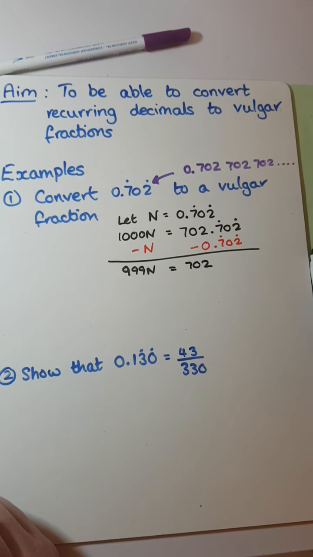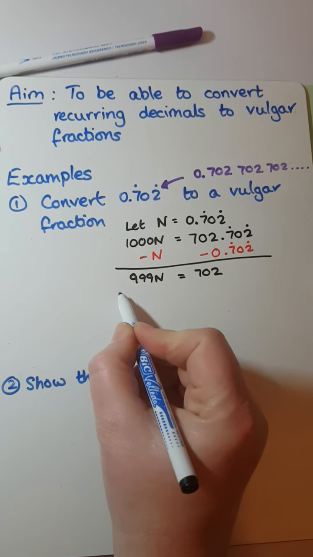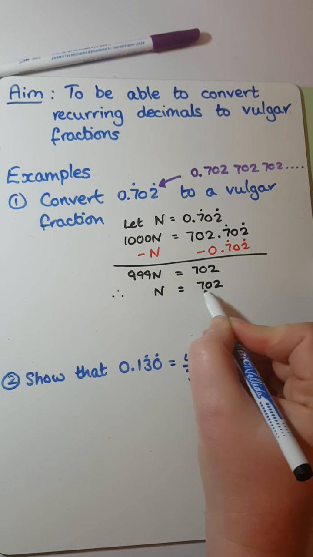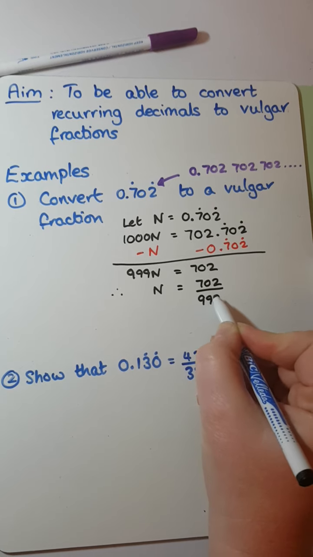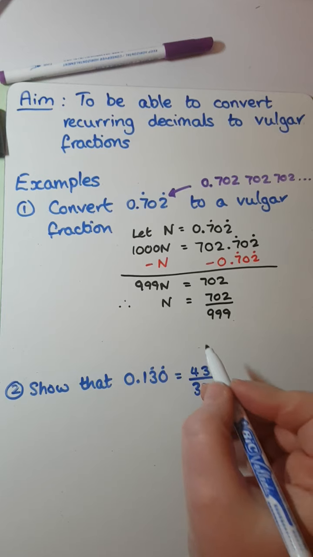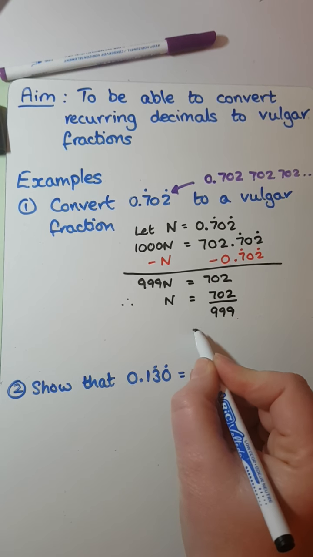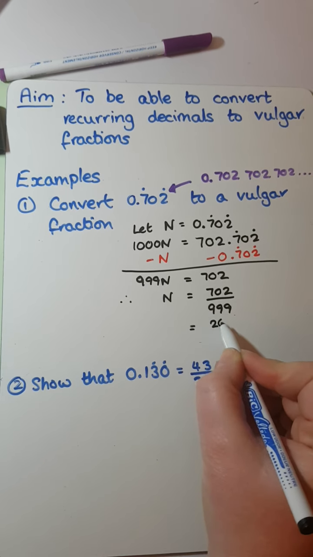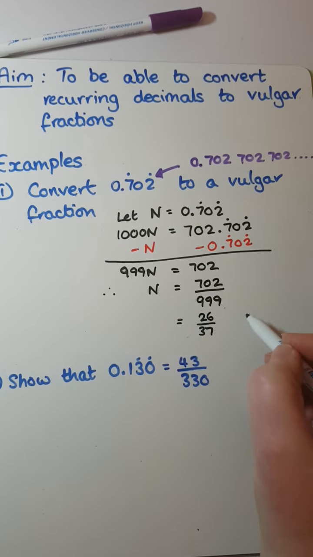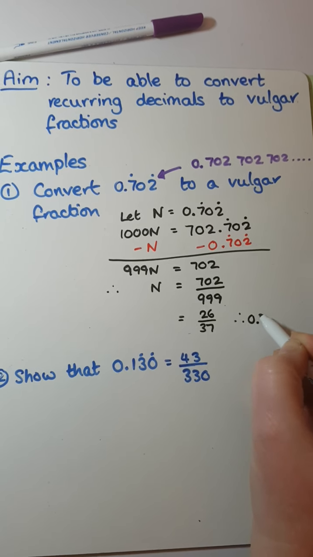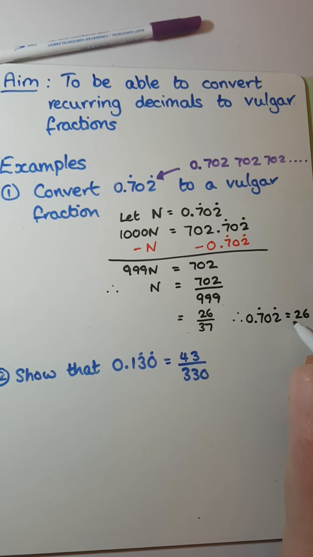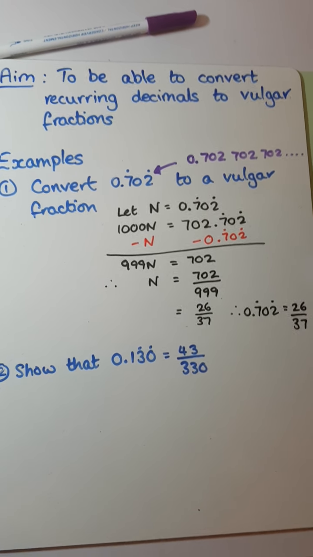And I simply have an equation to solve. So I will divide both sides by 999, and that will give me n equals 702 over 999. When I simplify that, it will give me 26 over 37. So I can say, therefore, 0.702 recurring is equal to 26 over 37.